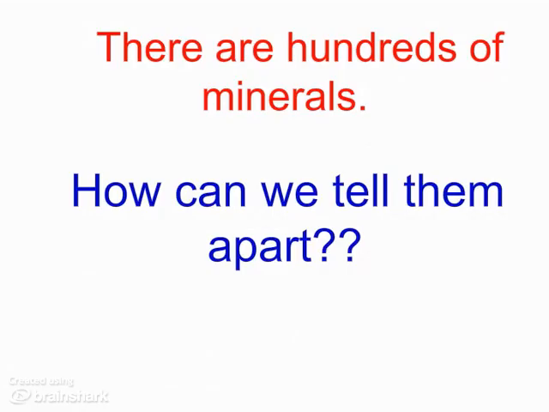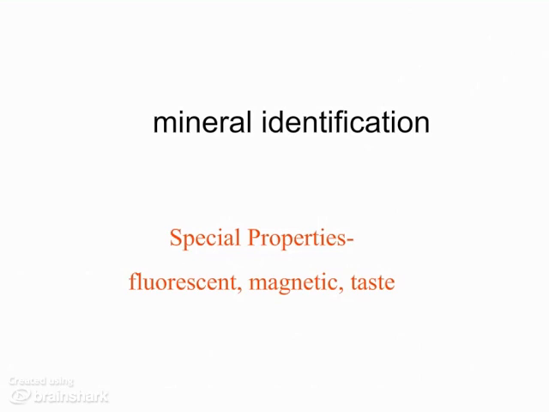There are hundreds of minerals on this earth. What do you think some ways are that we can use to tell them apart? There's going to be many different ways, some of which you can just look at the mineral, others in which you have to do a test. We're now going to talk about all the different ways that you can identify one mineral from another. I'm going to start by telling you about some special properties that not all minerals have. But some special minerals can be fluorescent, some are magnetic, and some have a taste. You may know of one that you put on your French fries.